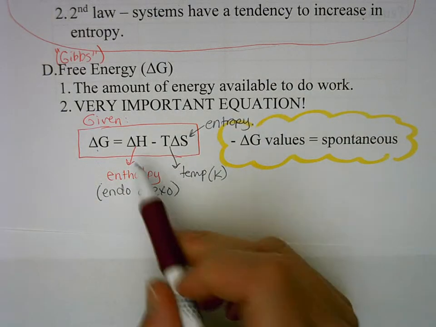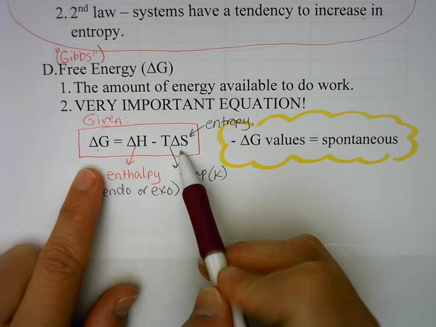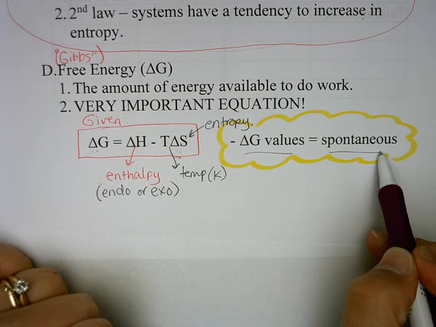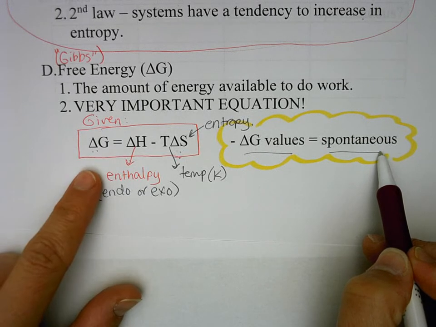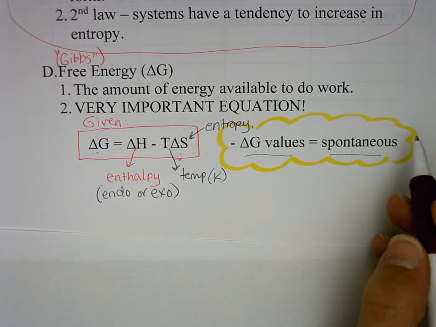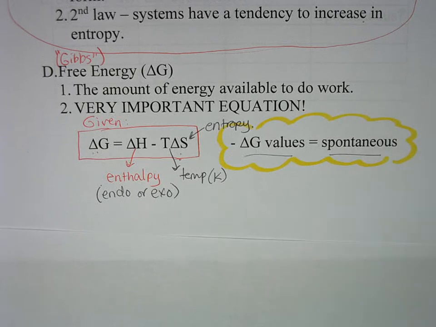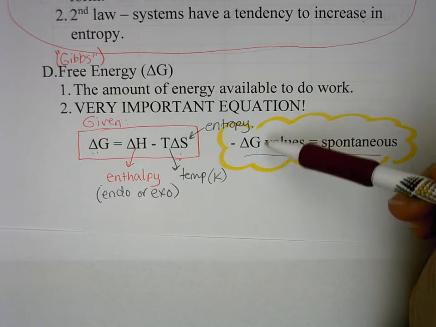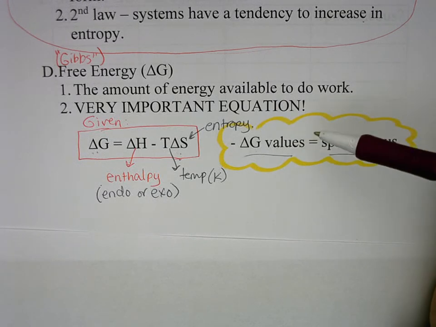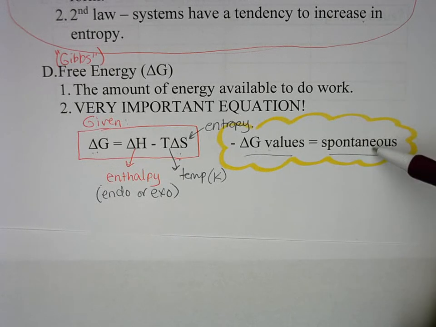If they give you delta H values and they give you delta S values, and you know the temperature, you can simply plug in right here and solve for delta G. When you solve for delta G, if that answer is negative, this is an important concept, then that tells you that reaction is a spontaneous reaction, that basically it has enough energy to proceed on its own without any kind of outside influence. Because with free energy being the amount of energy to do work, if you have extra of it, then it means that you had enough to do the reaction in the first place. So negative values mean spontaneous.